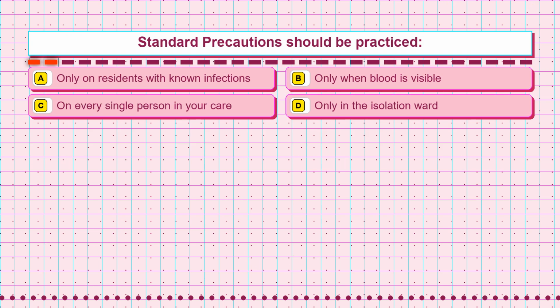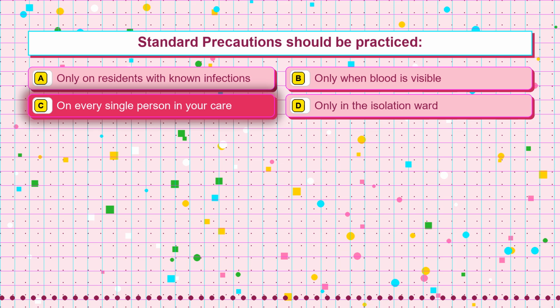Question 27. Standard precautions should be practiced: option A, only on residents with known infections. Option B, only when blood is visible. Option C, on every single person in your care. Option D, only in the isolation ward.